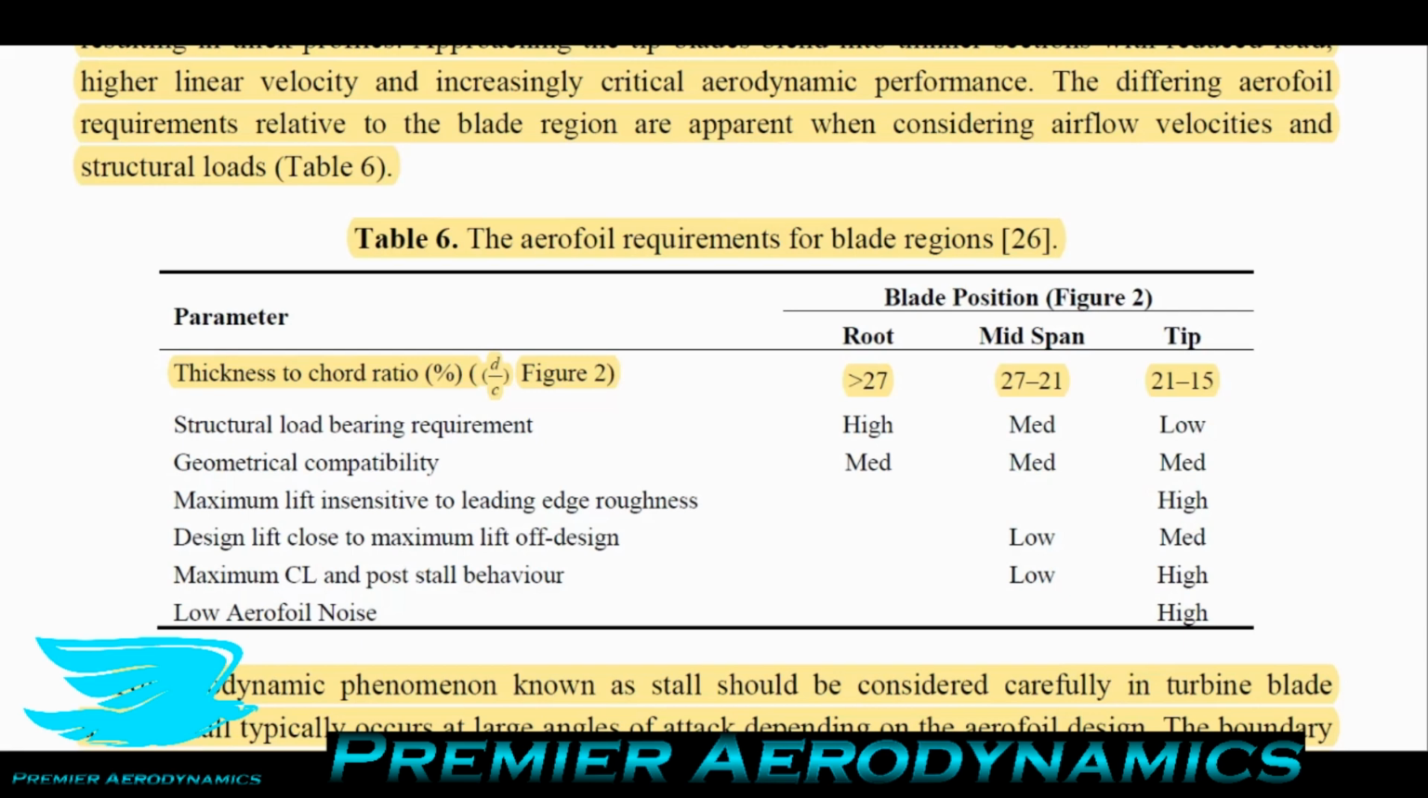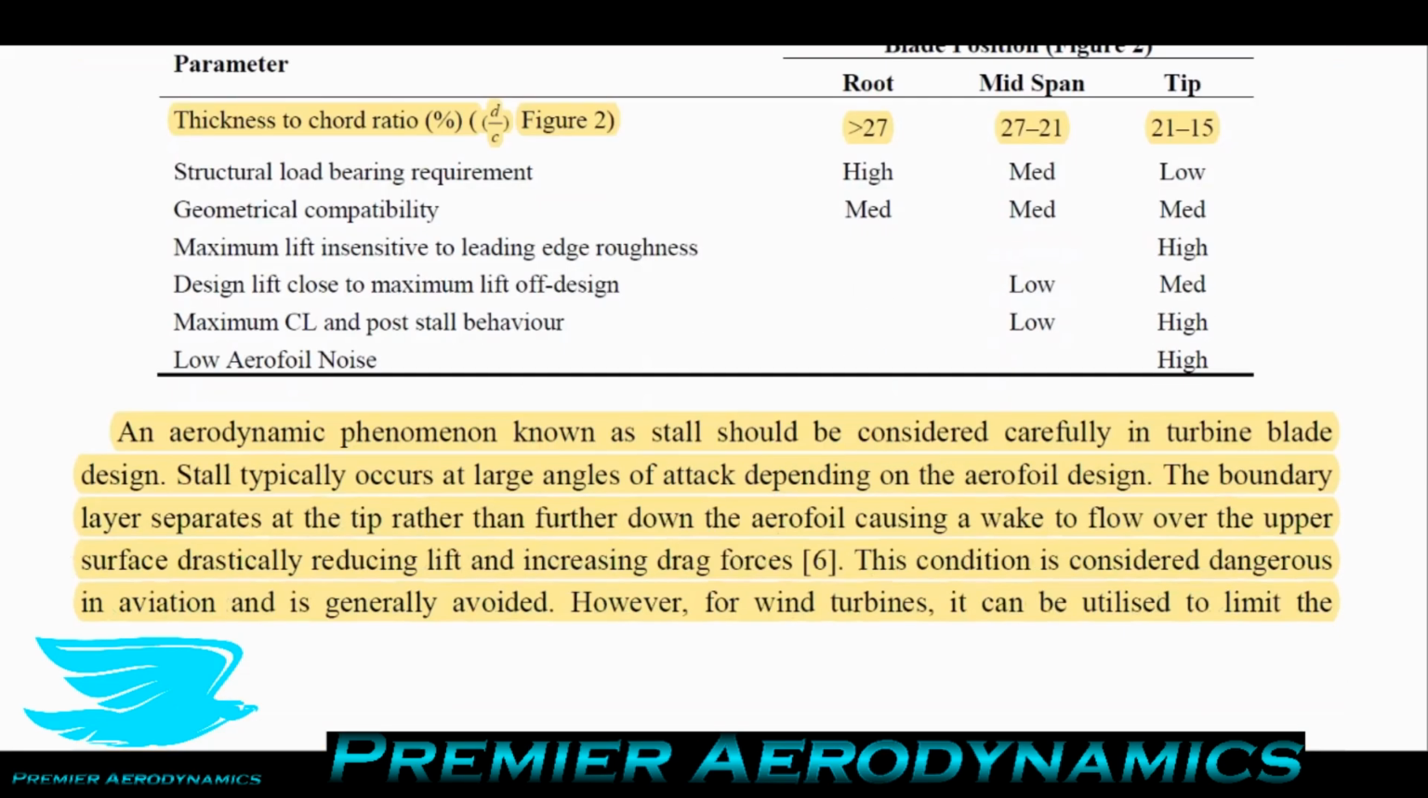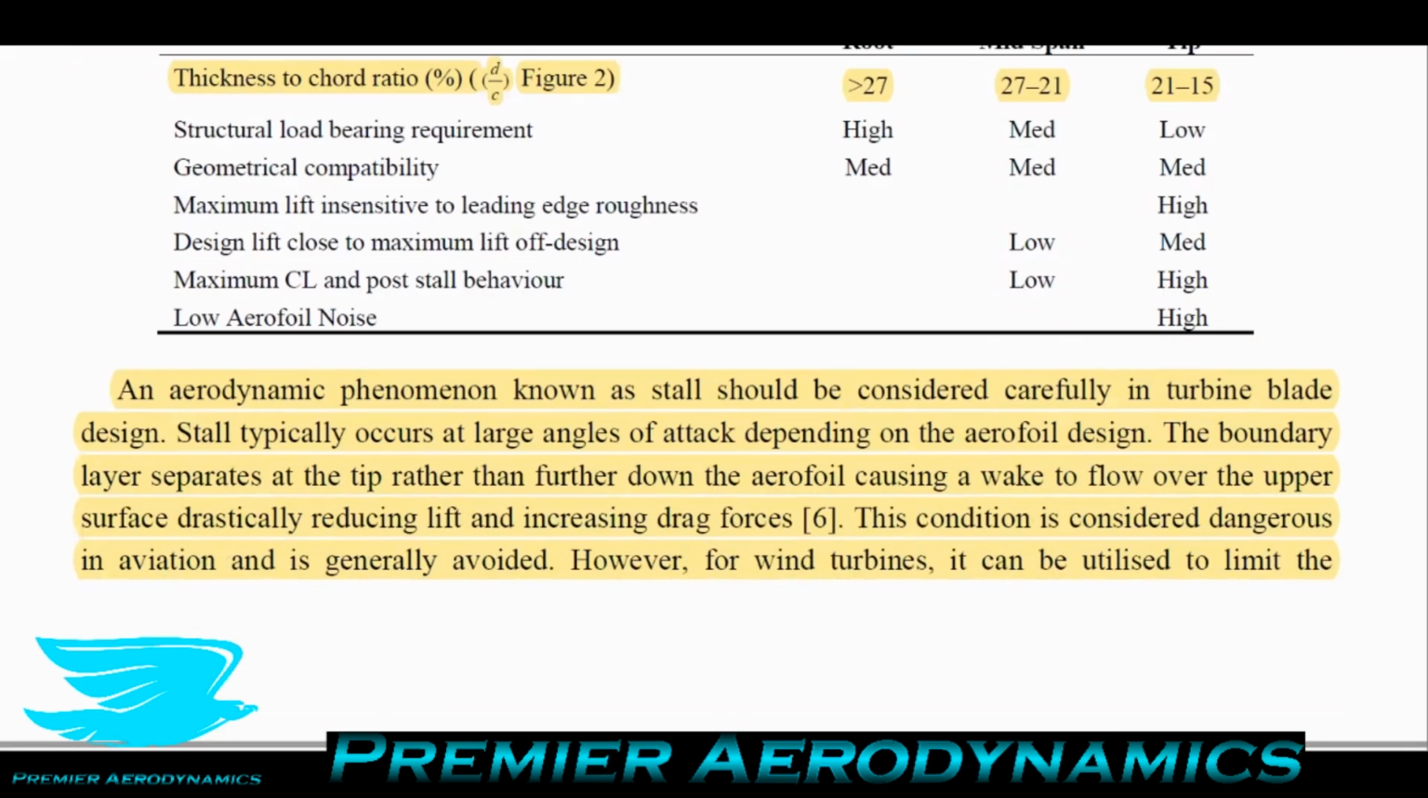All these thicknesses, however, are almost unimaginable for the aeronautical industry. They're just way too high, usually looking at about 12% or so. But for wind turbines, this is what you need to get maximum efficiency. This shows how these two industries are different.